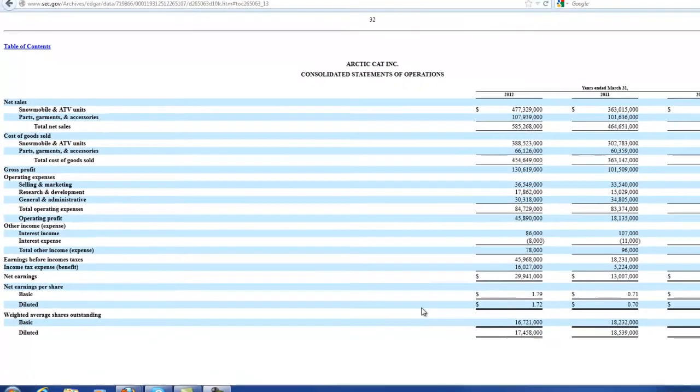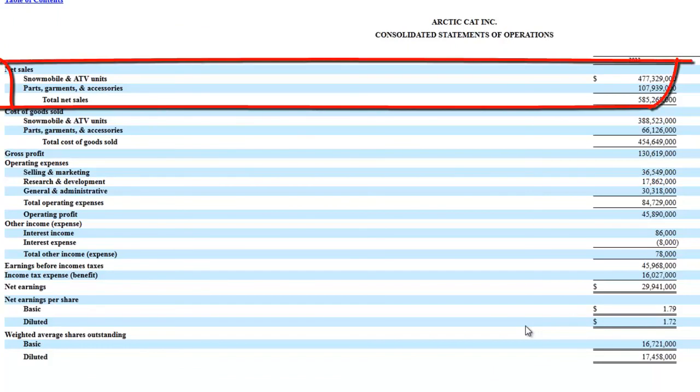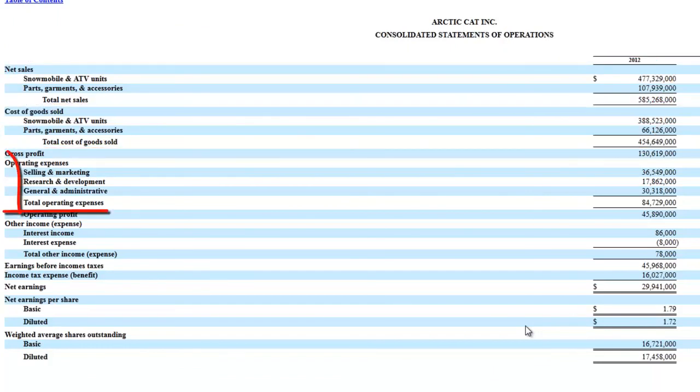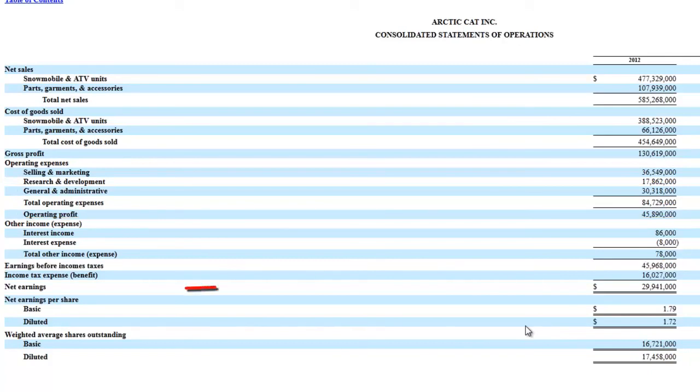Let's take a look at how the income statement is structured. The income statement of any company usually has 4 sections: revenues, costs, operating expenses, and other income and expenses, which result in net income or net loss. Revenues show how much money the company generated by selling its products or services. Costs, which are not the same as expenses, represent what it costs the company to acquire or develop what it is that it is selling.